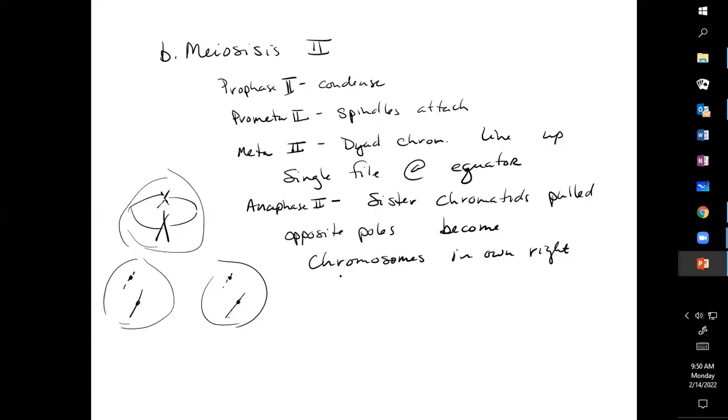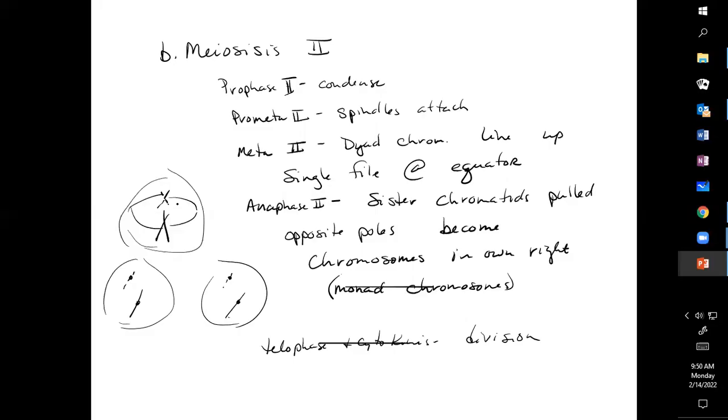And we call these chromosomes with just the singular content of DNA monad chromosomes. And then telophase and cytokinesis. The division process is finished up. And the chromosomes will decondense, the nucleus reforms, and then you have the cells formed.